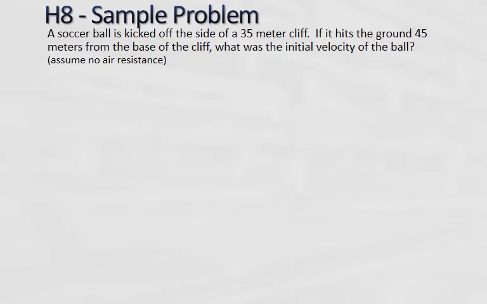All right, so for this one, the soccer ball is kicked off the side of a 35-meter cliff, and it hits the ground 45 meters from the base of the cliff. We want to find out the initial velocity of the ball. So now that we've practiced the other one, go ahead and give this a try and calculate the initial velocity. And again, that's the horizontal velocity of the ball as it's kicked off the cliff. So yeah, go ahead and pause the clip and give this a try. And when you're ready to check, you can hit play to continue.